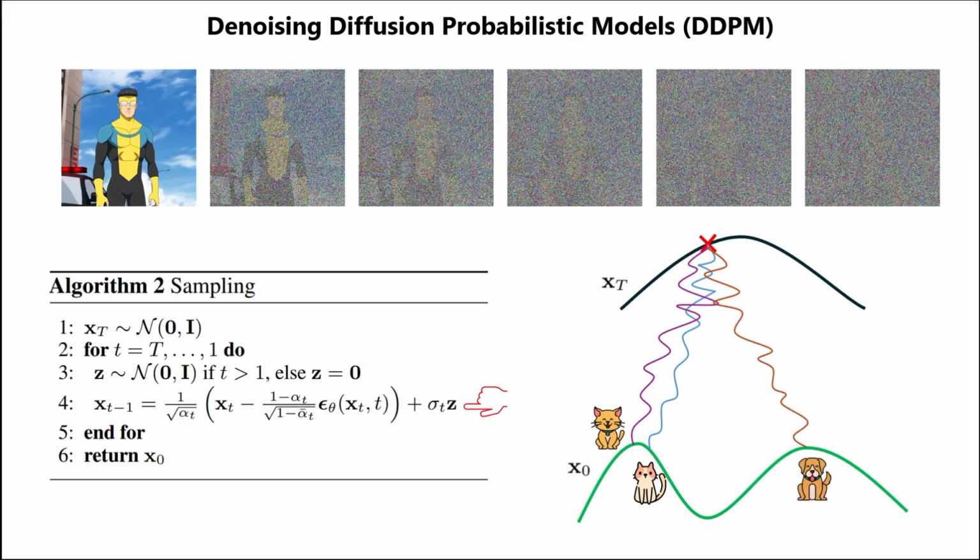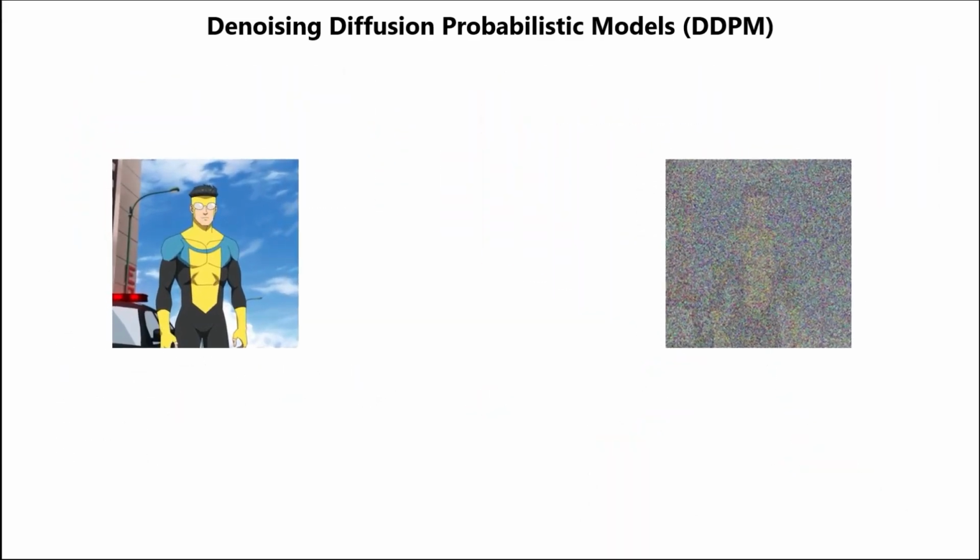But note that at our last denoising step, we want to reach the denoised image x0, so we set z to be 0 because we don't want to have noise in our final denoised image. And it kind of makes sense, right? And yeah, that's all you need to know about DDPM, but there is some kind of an issue.